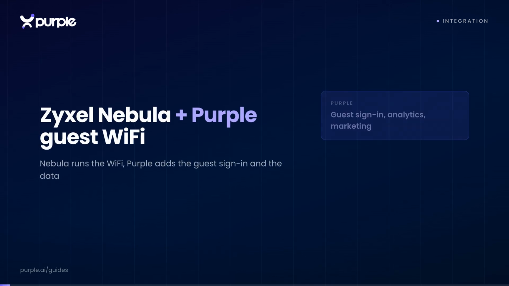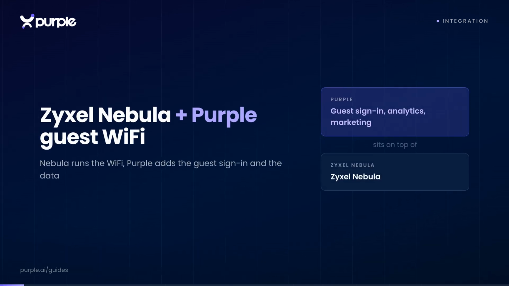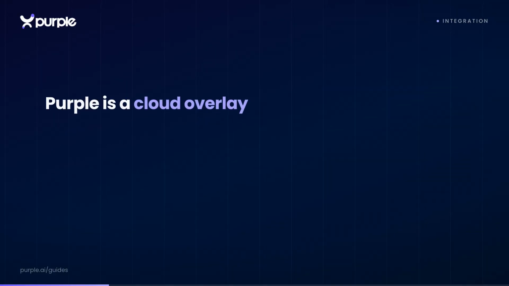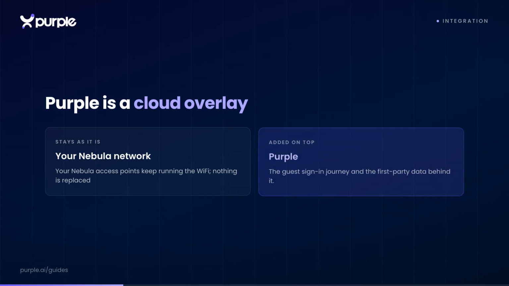Zyxel Nebula access points are managed from the cloud through the Nebula Control Center. Purple adds the guest layer on top, the captive portal your visitors see, the sign-in journey, and the first-party data you collect. Purple is a cloud overlay. Your Nebula access points keep running the Wi-Fi.